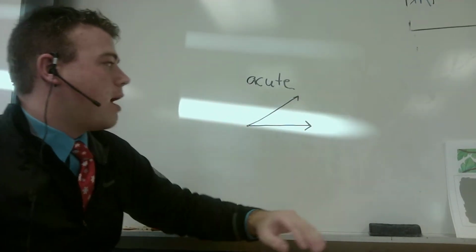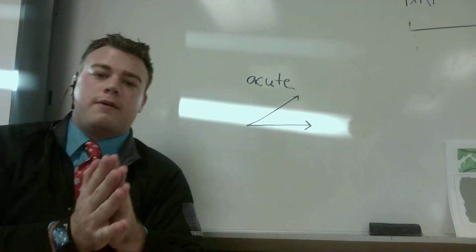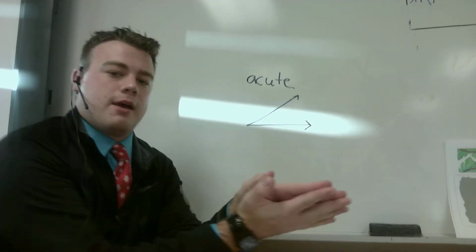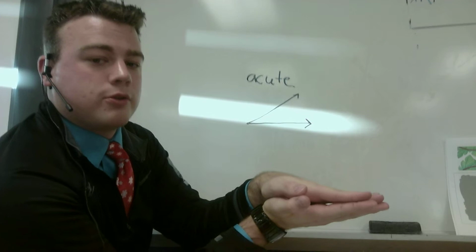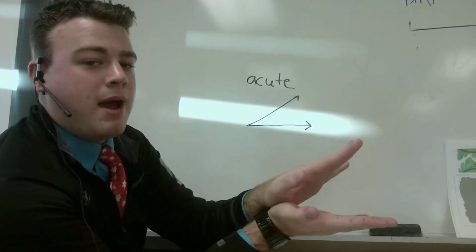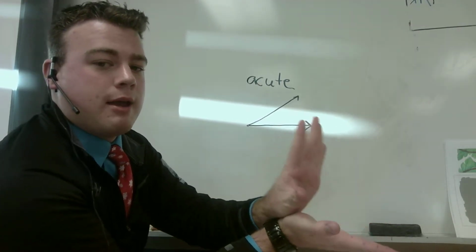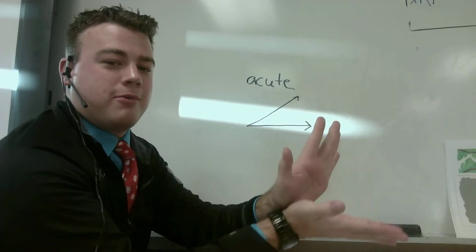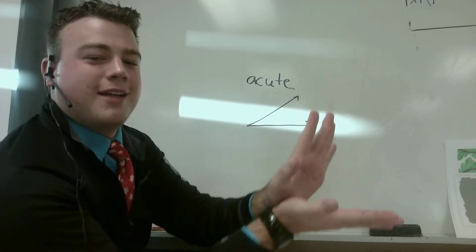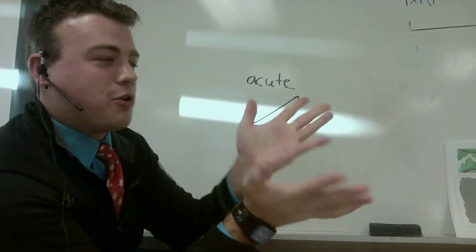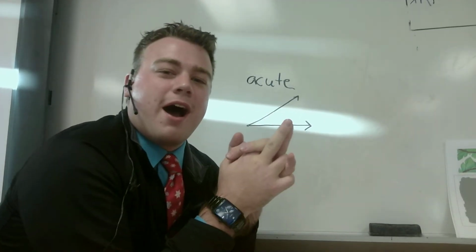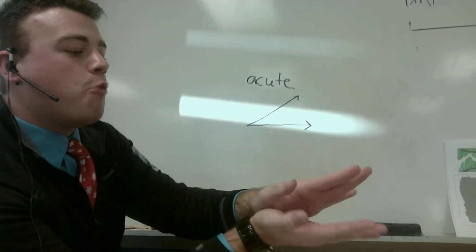I am opening my hands like this. Now I'm going to do my best with my camera angles. I'll have to work on this to make a right angle. I'm not even going to try to make my hands a right angle. But the point is I'm opening my hands to make an angle. Now, an acute angle is an angle that opens less than a right angle.